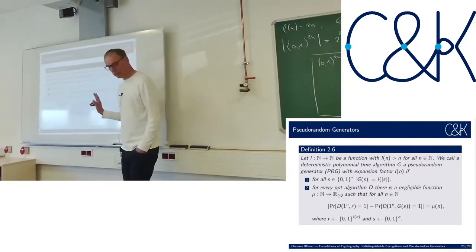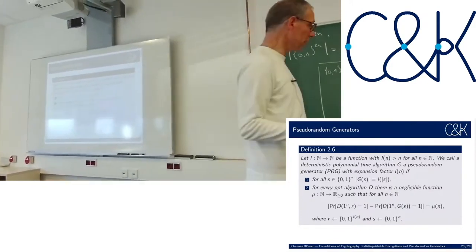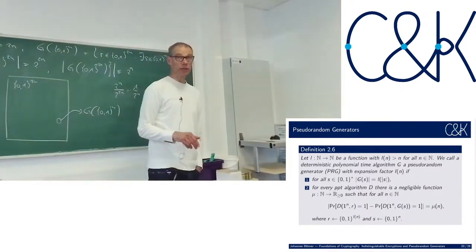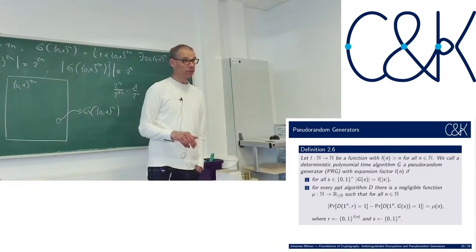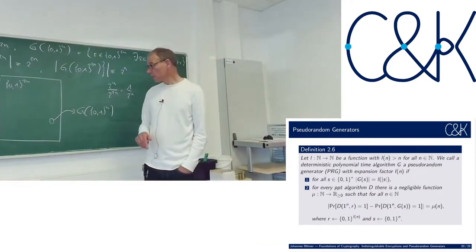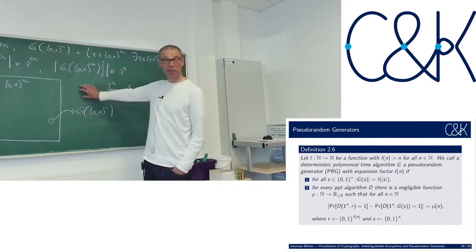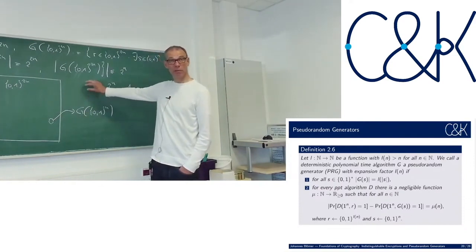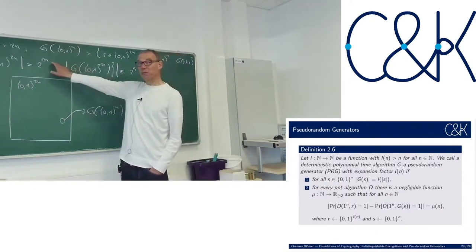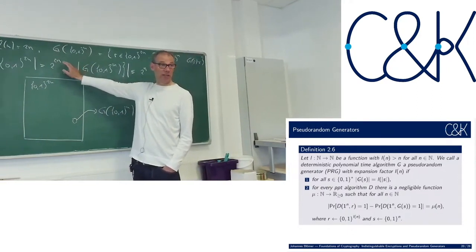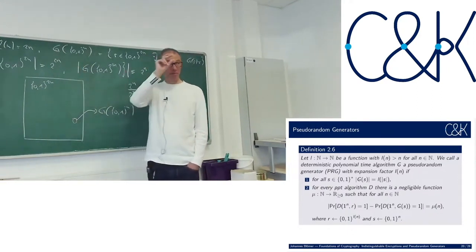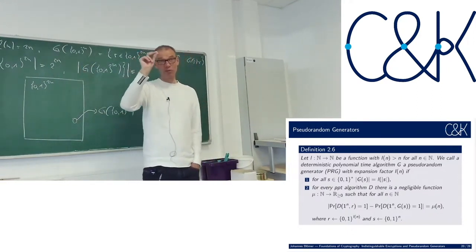So, let's go on. Any questions so far? Okay. But remember, this is just an example. Typically, we want L of n to be even larger than 2 of n. In this case, this becomes an even smaller and smaller fraction of this thing.